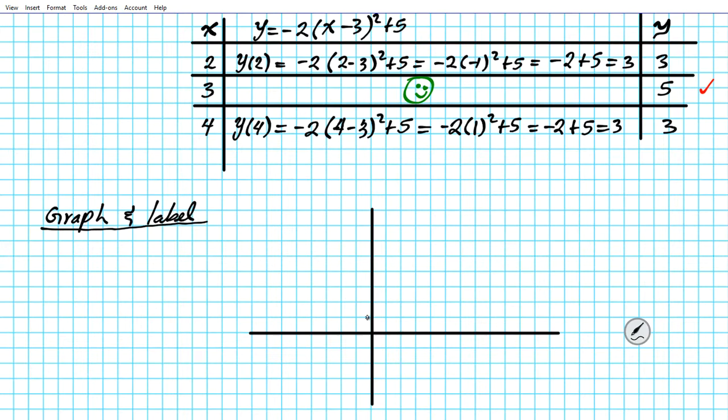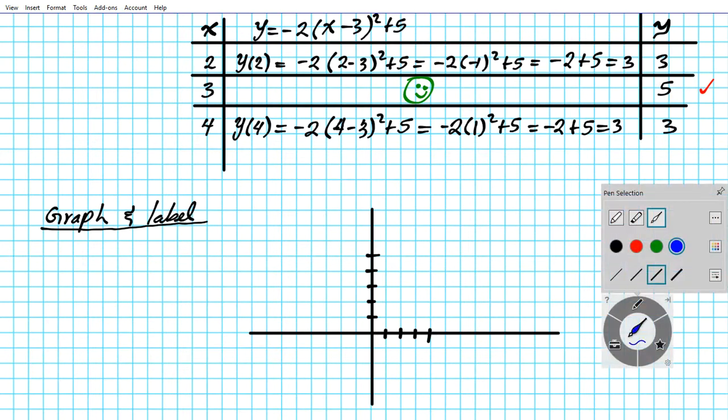So we're going to go up 5 units. That's the highest y value we have. 1, 2, 3, 4, 5. And then our x ranges from 2 to 4 for the points that we're using to graph. So let's graph this in blue.